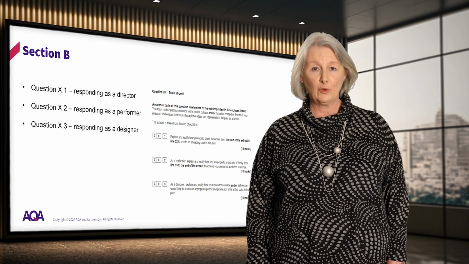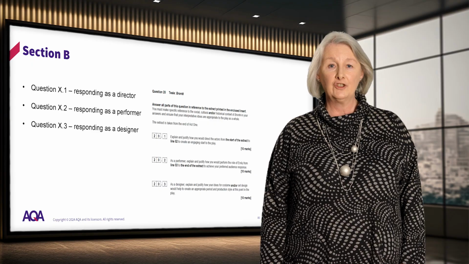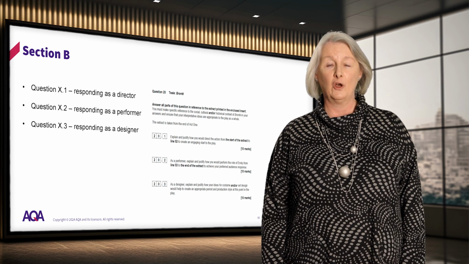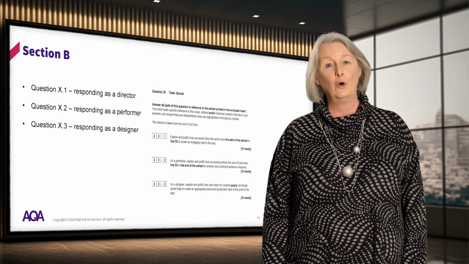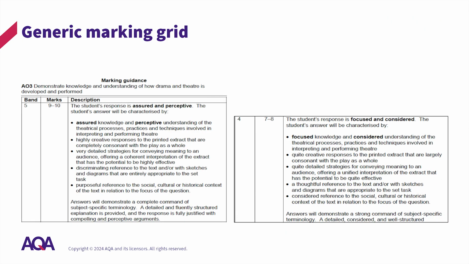The command verbs in each question largely remain the same and are usually explain and justify. And, as in Section A, some questions are given a specific focus, a distinct brief. As you can see on the examples here, which ask to create an engaging start to the play and to create an appropriate period and production style at this point in the play. In other questions, students determine their own brief and nominate their intended effects for the audience or their preferred audience response.